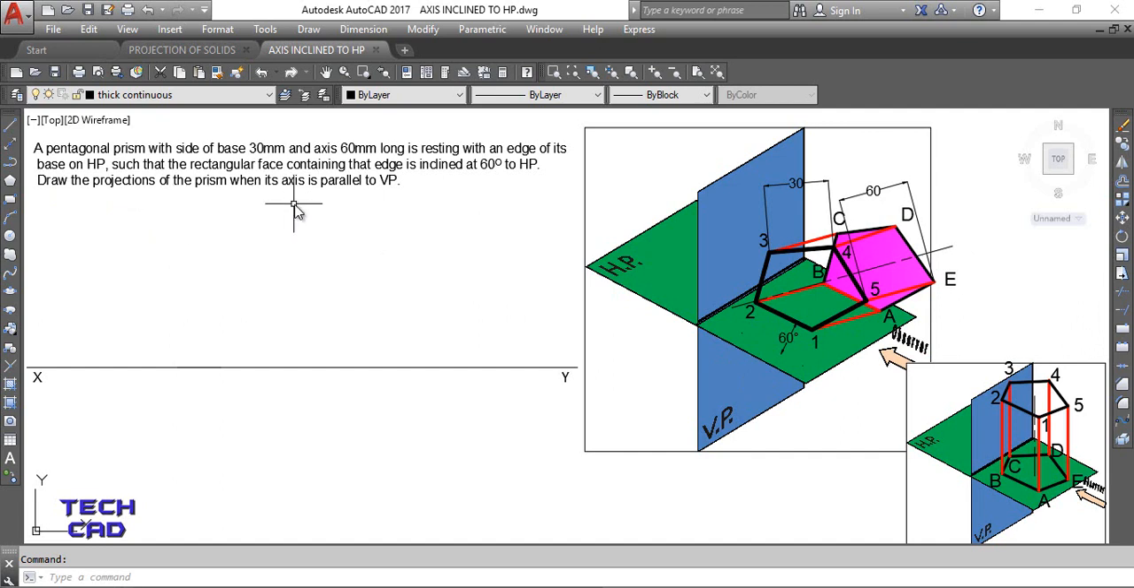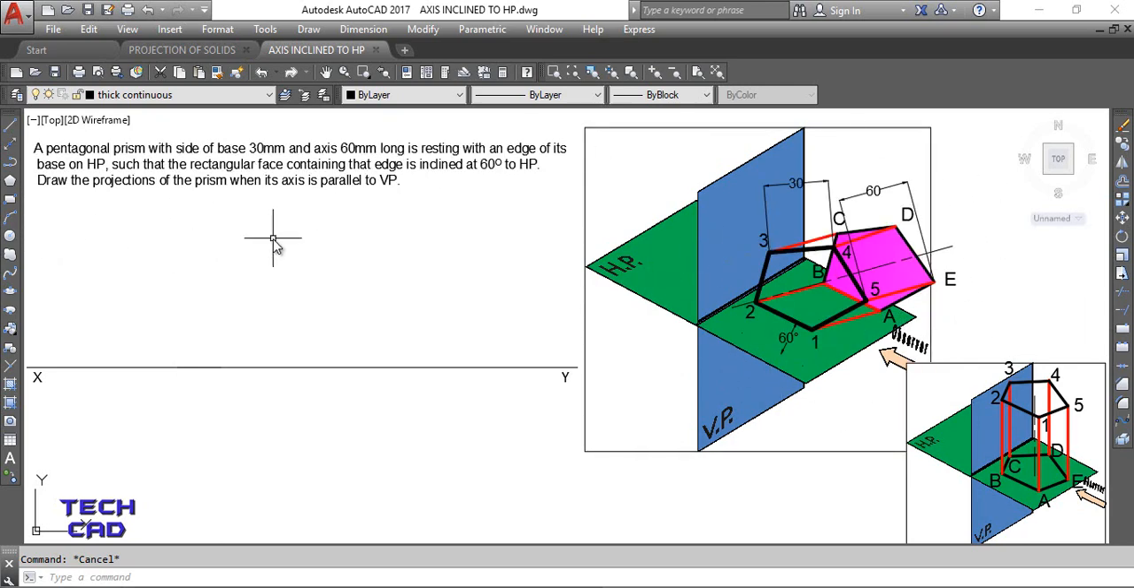Draw the projection of the prism when its axis is parallel to VP. You can see it very clearly here. This axis line is very much parallel to your VP. It doesn't make any angle with VP, although it makes an angle of 60 itself with HP. As per the question, the whole prism is inclined at 60 degrees to HP. If your solid is inclined at 60 degrees to HP, it means your axis is also inclined at 60 degrees to your HP. It is very much clear from this imagination. So this makes an angle with HP, but doesn't make any angle with VP. Okay, so this is the imagination.